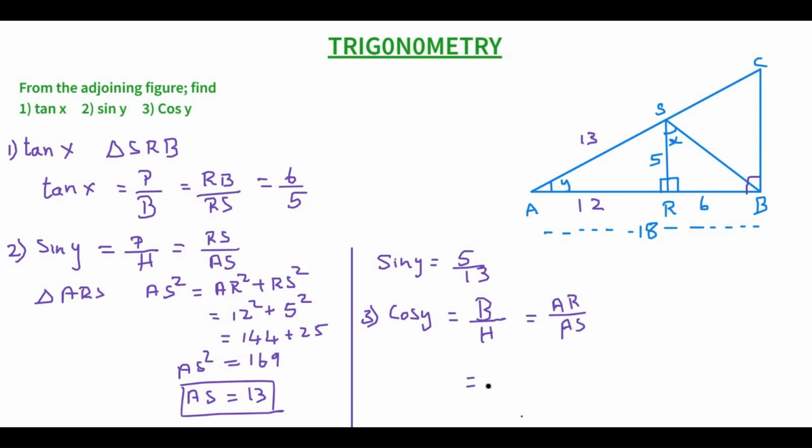So now what is AR? AR is 12 and the hypotenuse is 13. Hence we have got the value of cos y as 12 by 13. Isn't it easy? We just need to take the triangles, see whether all the sides are there, and if some sides are missing, use the Pythagoras theorem, find the other side and substitute the value. I hope this method is easy for you to understand.